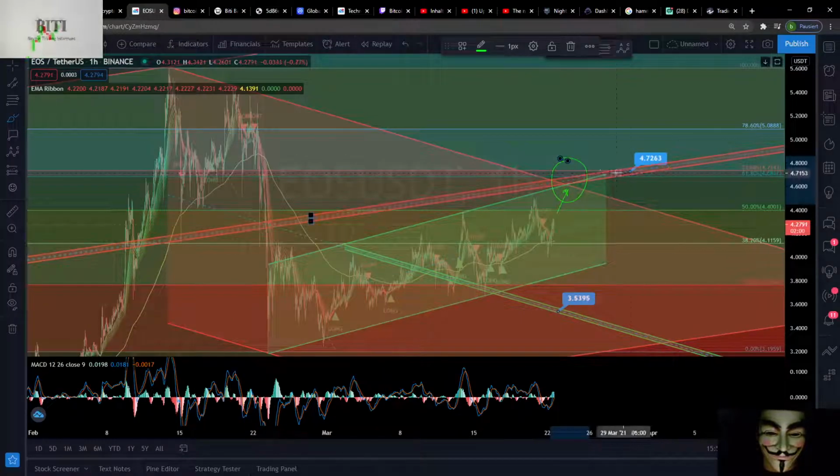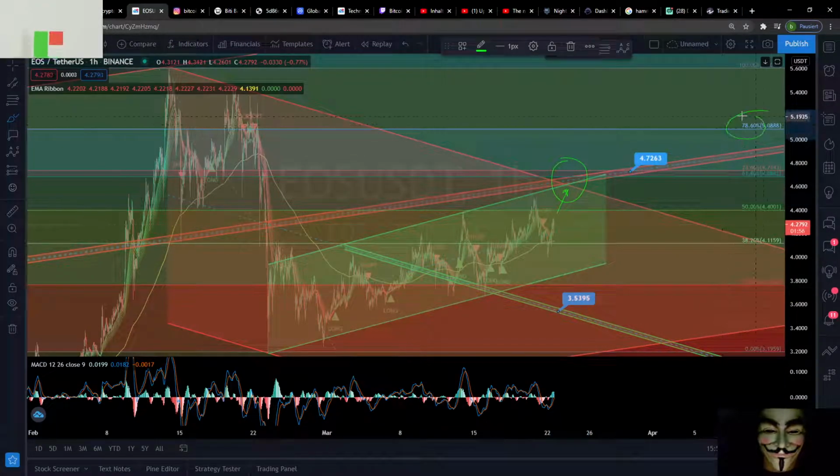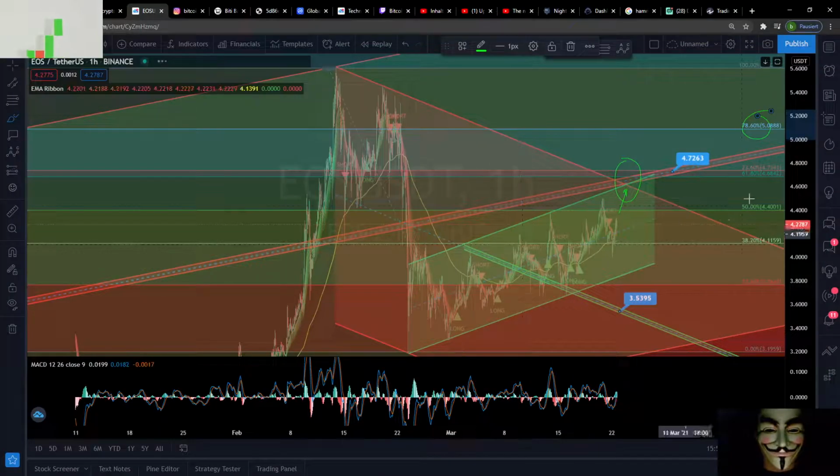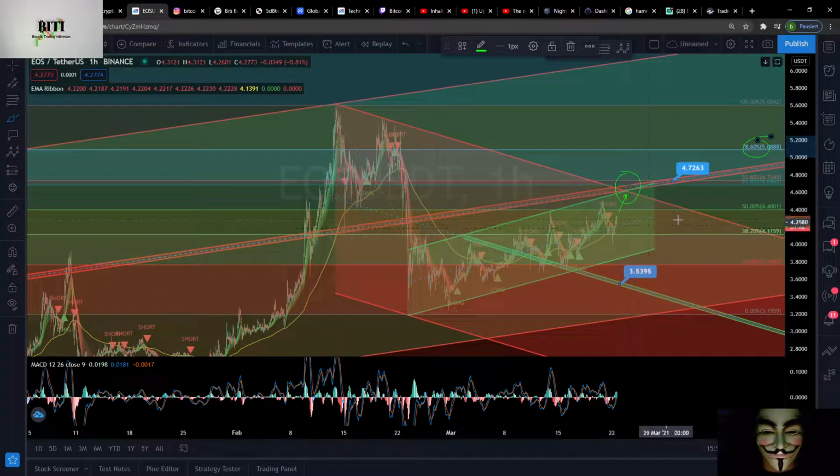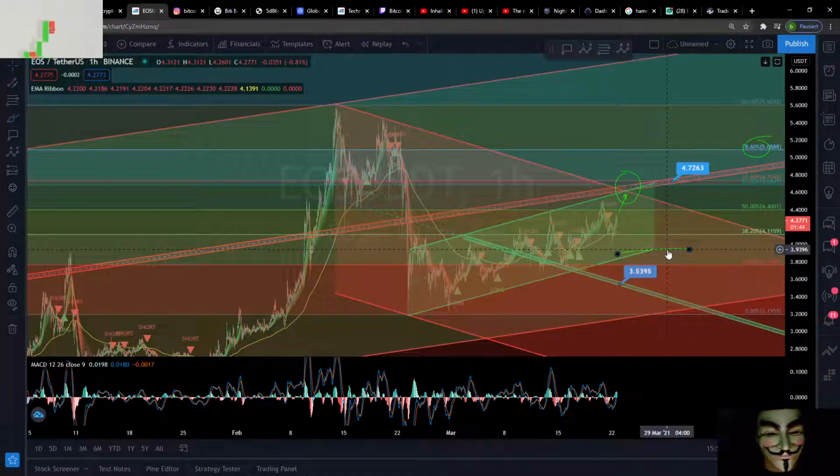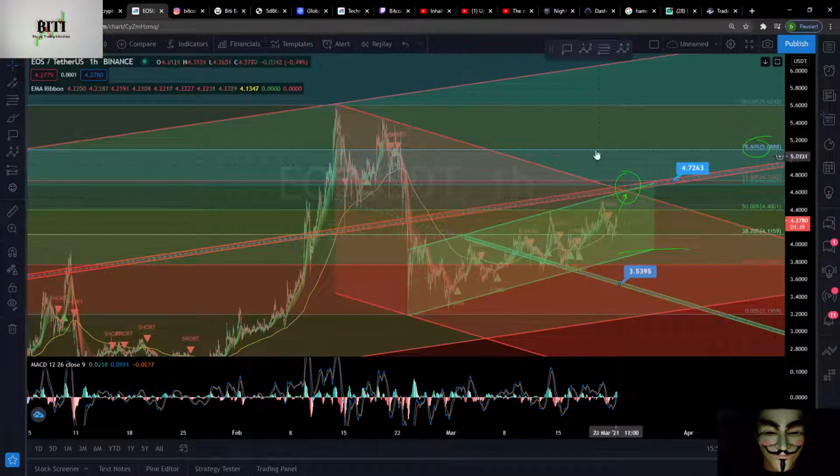Then we may see some more targets here. The perfect thing is the golden pocket here. Look at this, 78.6%. EOS must fight against this 5 hour resistance. In this opinion, EOS can move on, or EOS can moon here, and that would be a very nice thing to watch, in my opinion. So guys, that's it for EOS.